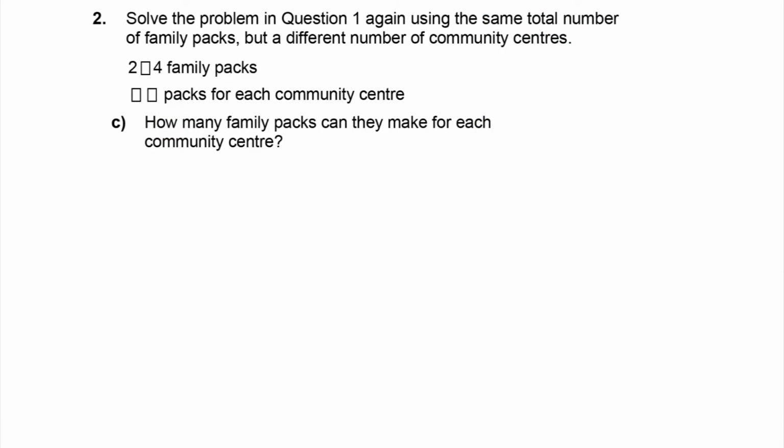We're going to solve the same problem for question 1 again, using the same total number of family packs, but a different number of community centers. So we said 224. Last time we said there were 16 community centers. This time we will say there are 15 community centers. So in this circumstance, we're going to take 224 and divide it by 15. We'll use the more traditional method of dividing this time.